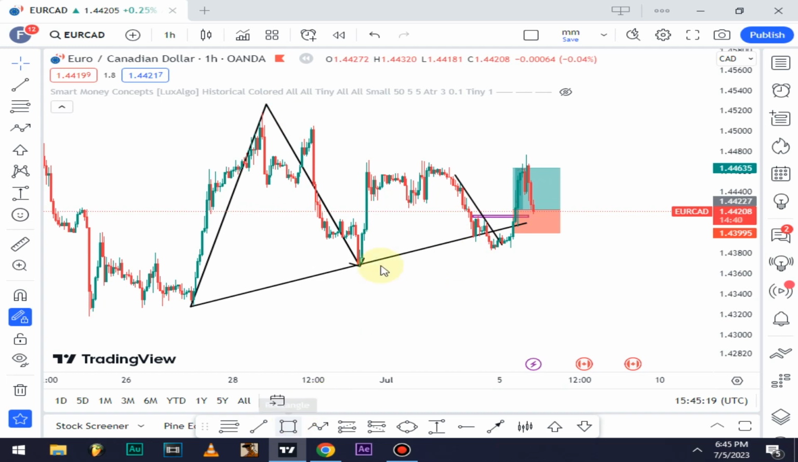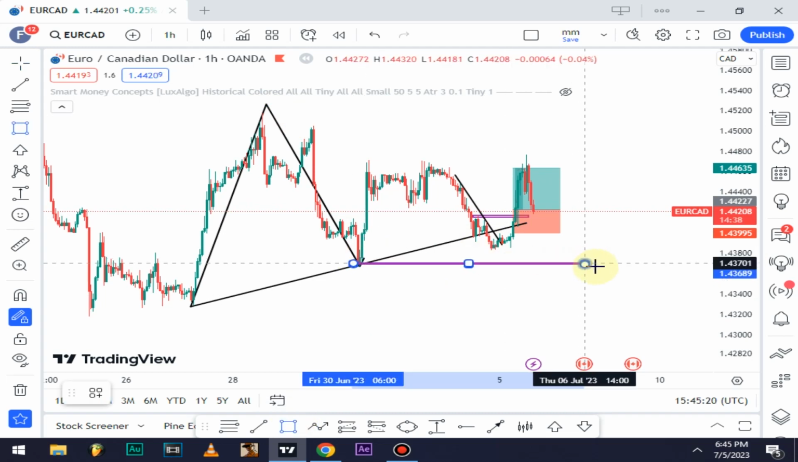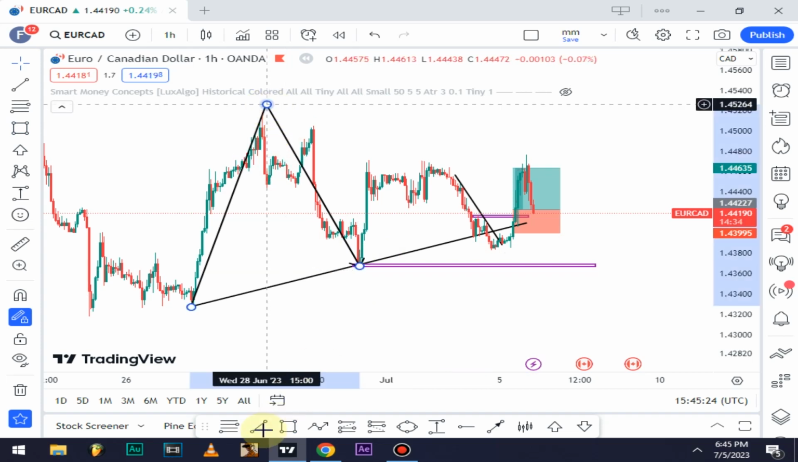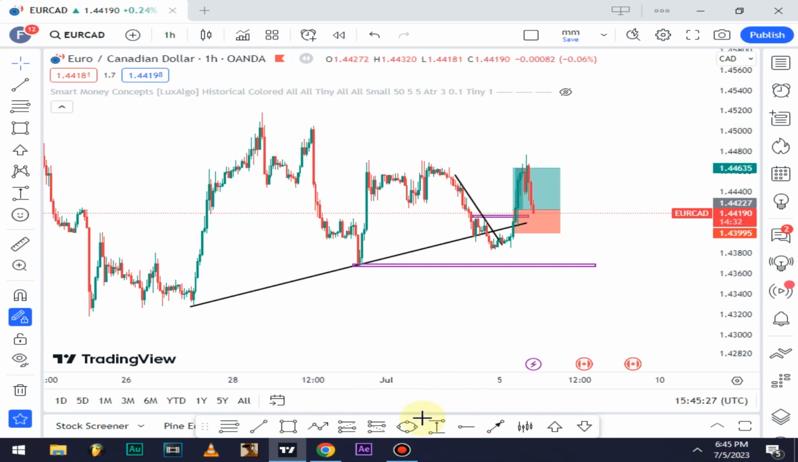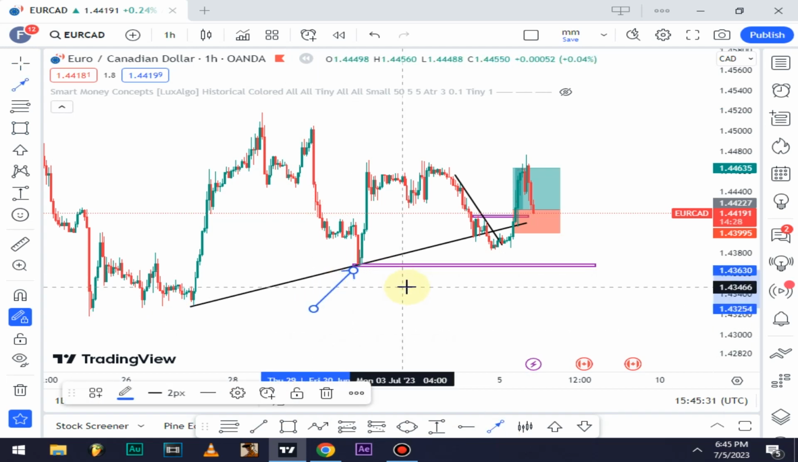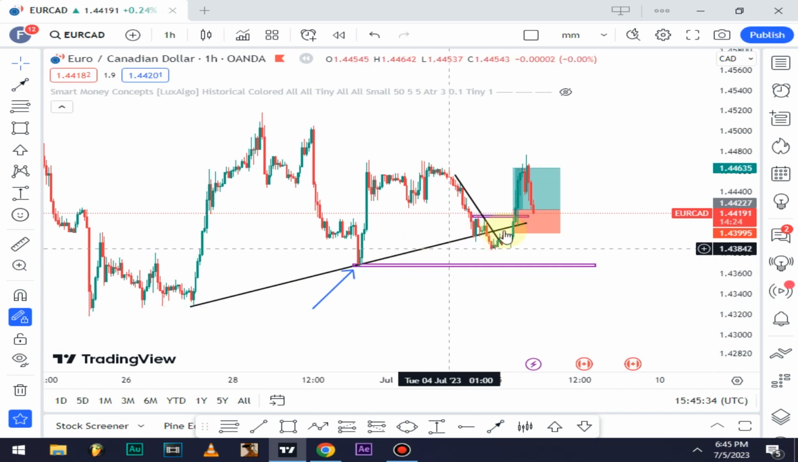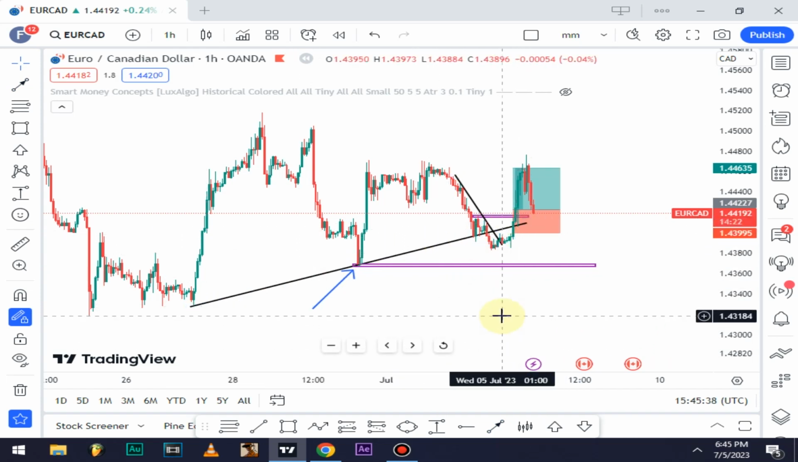And of course I saw that there is that false break. We had that previous low over here. Let me remove that V. We had that previous low. Of course, this previous low has not been broken for me to take a sell, but then the support line had already been broken. Now that calls for manipulation.